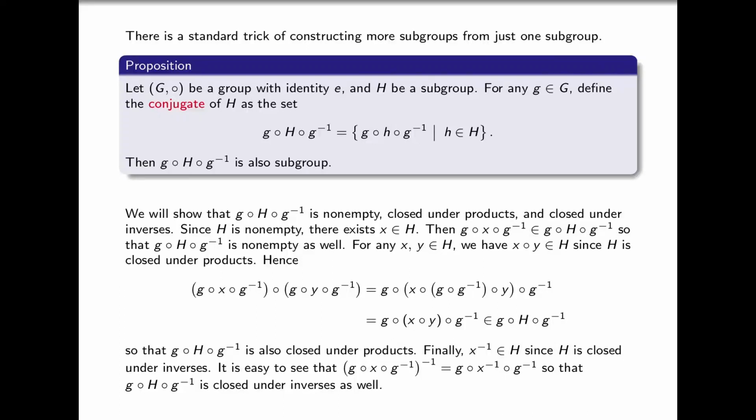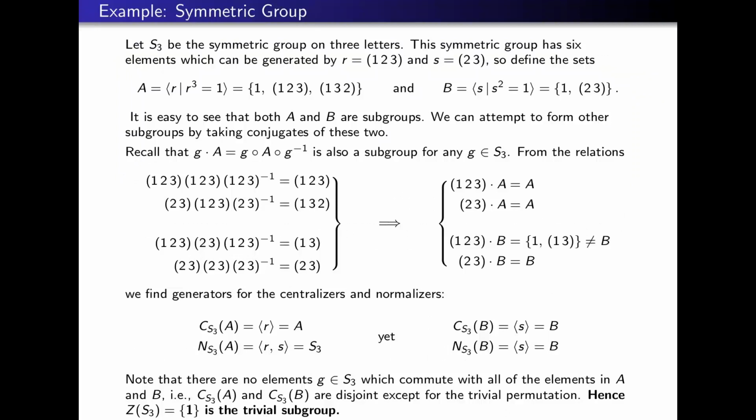Before getting to the next example, let us come back to the conjugate of H. I'm going to introduce some notation. I'm going to use g dot h to denote the conjugate of h. This will just be shorthand for g circle h circle g inverse. Now we are going to consider the symmetric group on three letters, which was introduced in the last lesson. It is generated by the elements r and s, where r is the 3-cycle (1 2 3) and s is the 2-cycle (2 3).